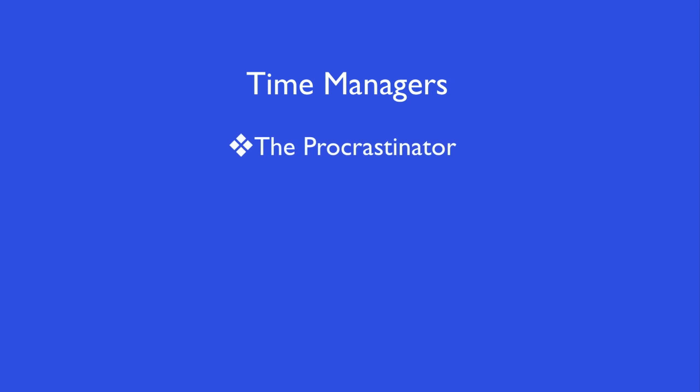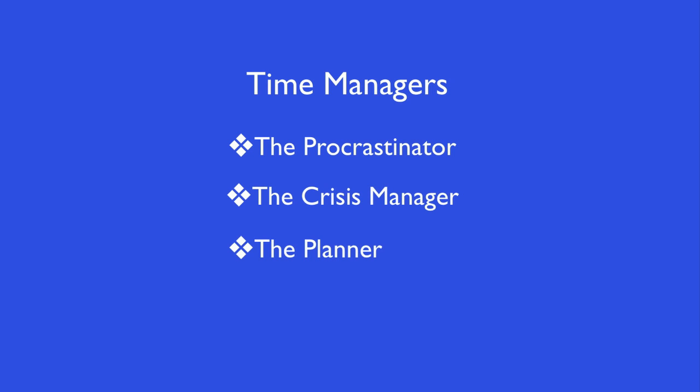When people are given the opportunity to manage their own time, they do it in 3 ways: the procrastinator, the crisis manager, and the planner.